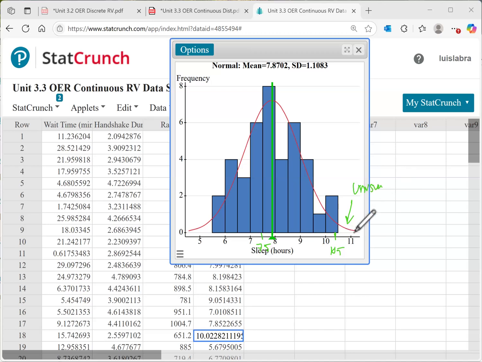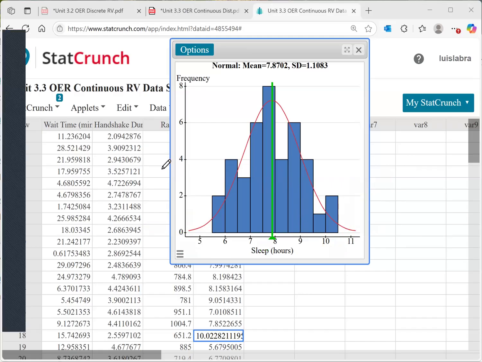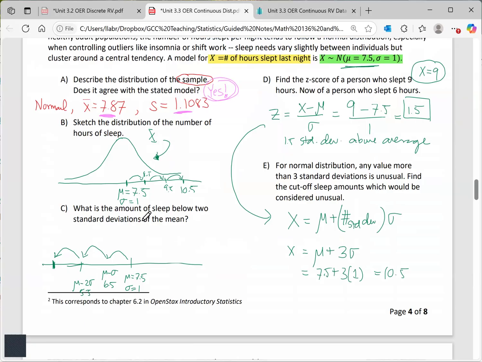So observing somebody that sleeps more than 10.5 hours would be unusual according to my distribution and according to my sample as well. Similar effect would be on the left-hand side. More than 3 standard deviations to the left would be 4.5. So we do not expect to observe someone that sleeps less than 4.5 hours a night. All right, that does it for this example. Go ahead and review any parts that you have questions on. On the next video, we'll go ahead and find probabilities.